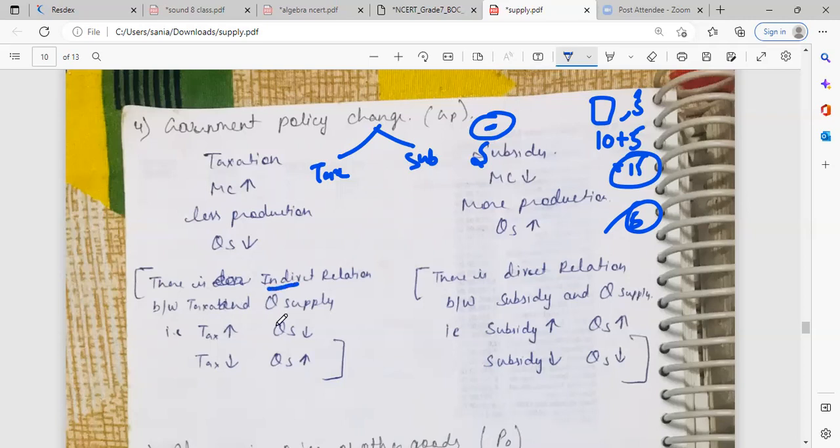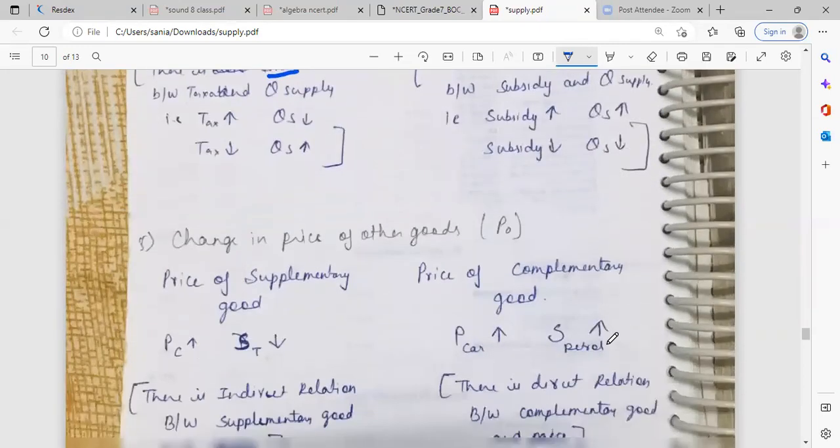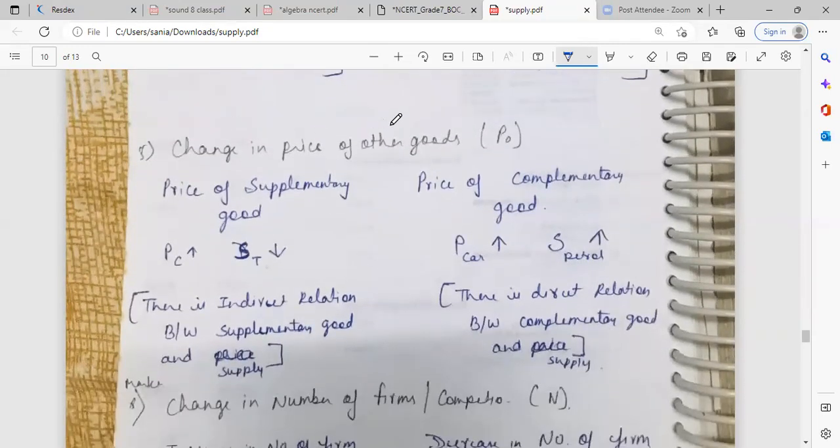If you will increase tax, I will supply less. You will decrease tax, I will supply more. But with subsidies, there is a direct relationship. If you will increase the subsidy, I will increase my supply. If you will decrease the subsidy, I will decrease my supply. Clear? Yes, ma'am. Okay. Now coming to next is change in price of other goods.